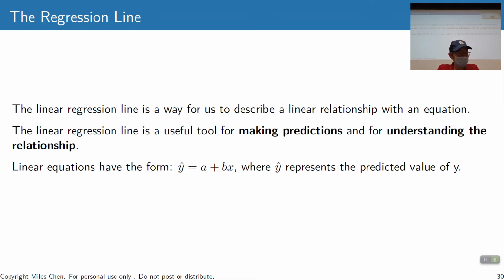We have a slope and an intercept, but we just use different letters. This time the slope is the letter b, the intercept is the letter a. And we're going to say y hat is equal to a plus bx. Y hat represents the prediction line, the equation of the line. The predicted values follow a straight line, whereas the actual values in the data, y, don't necessarily follow that straight line.